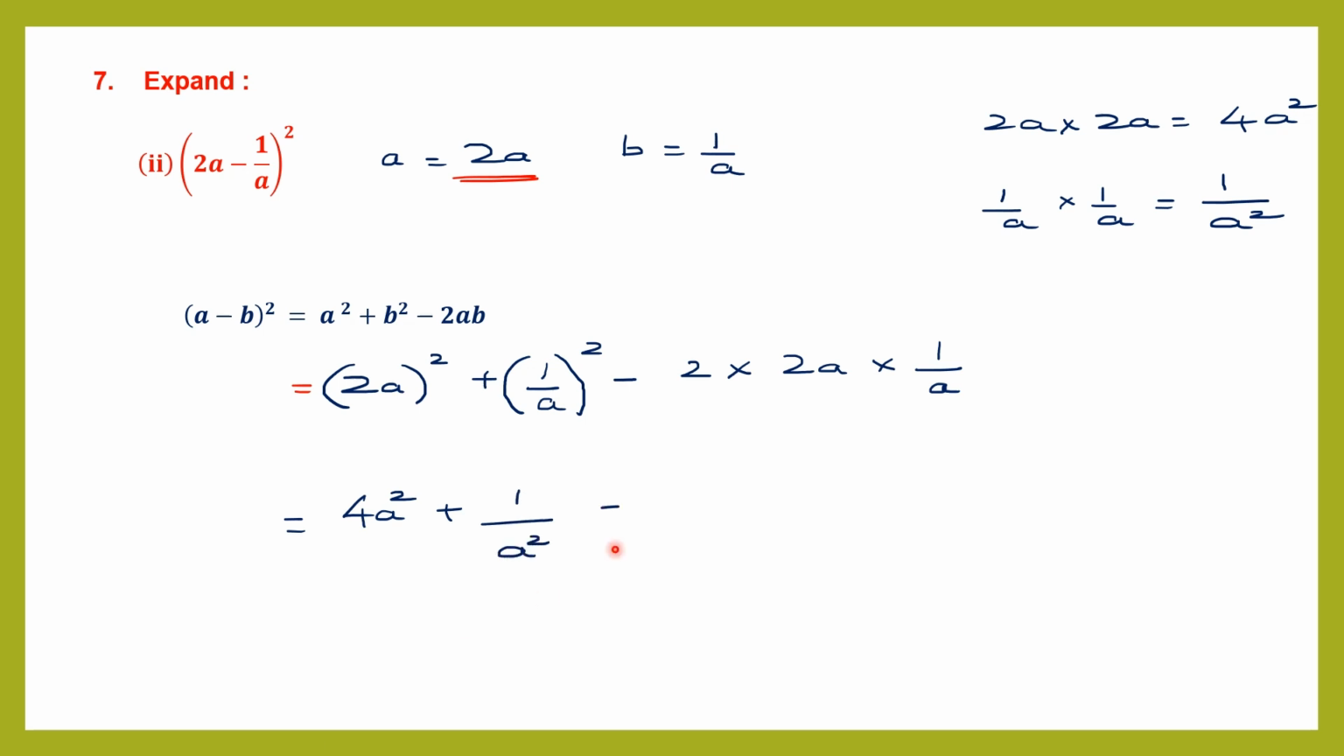Now let's go to the last part. 2 into 2a into 1 by a. Now we can cancel the a because 1 is in the numerator, 1 is in the denominator. So cancel the a's. Now what is left? 2 into 2 is 4. 4 into 1 is still 4. So minus 4. So this is our answer: 4a square plus 1 by a square minus 4.